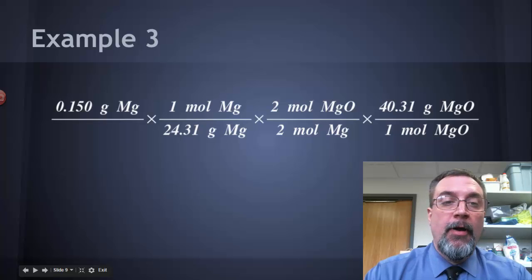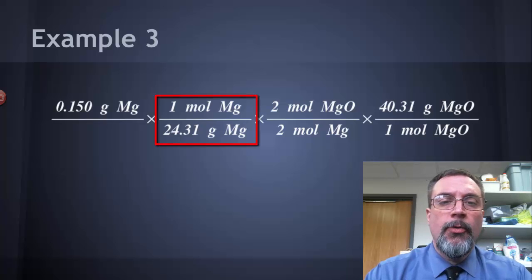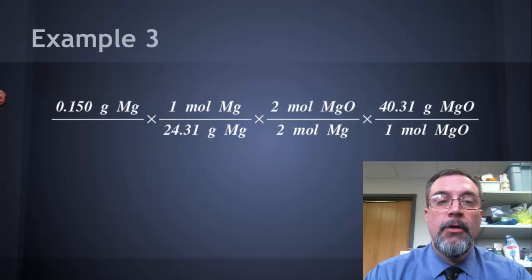I start with 0.150 grams of magnesium. Now, I can't work a mole ratio unless I have moles. So the first thing I'm always going to do in stoichiometry is get to moles if I'm not already there, because the mole ratio allows me to go from moles of one thing to moles of another. But that means I have to start with moles of something, right? So the first thing I'm going to do is use the molar mass, 1 mole of magnesium over 24.31 grams of magnesium. That's the molar mass of magnesium, and that will convert grams of magnesium to moles.